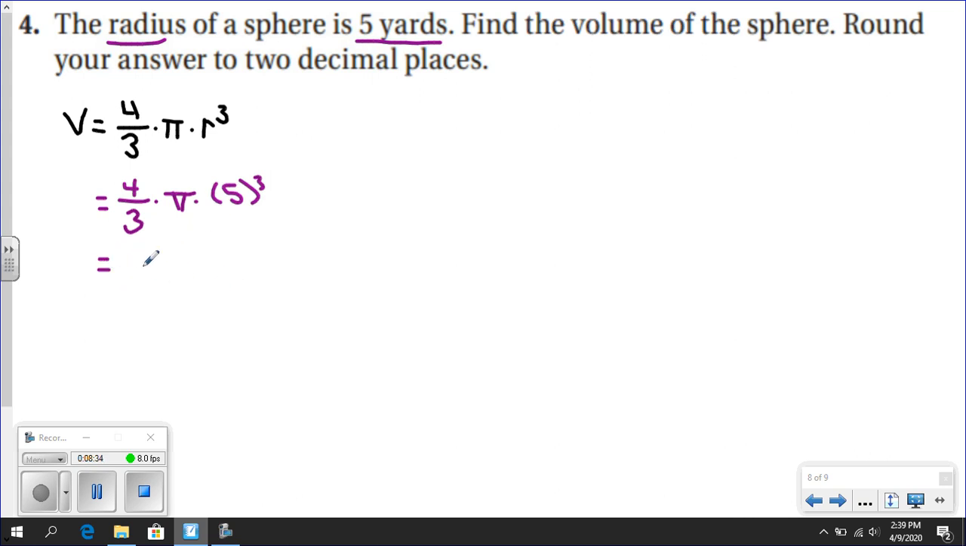And when I do so, I end up getting 523.60. Please plug that in your calculator and see why I rounded it to 60. We're in yards. Since I'm talking about volume, I'm going to cube it. This is my final answer.